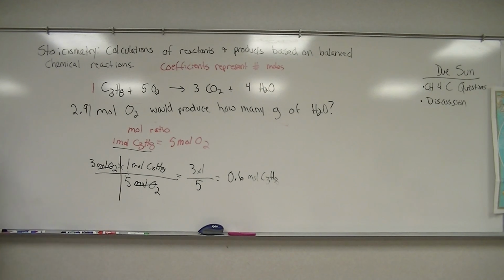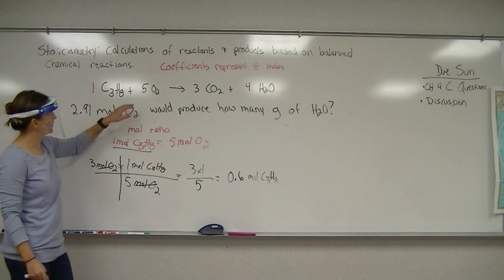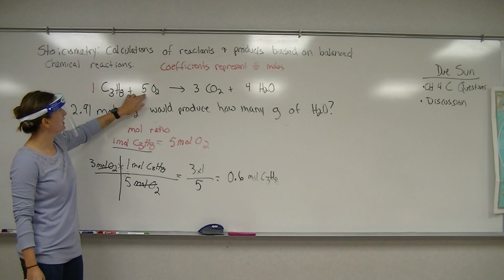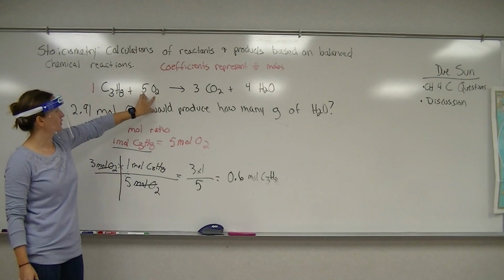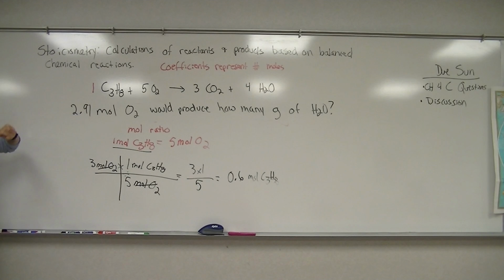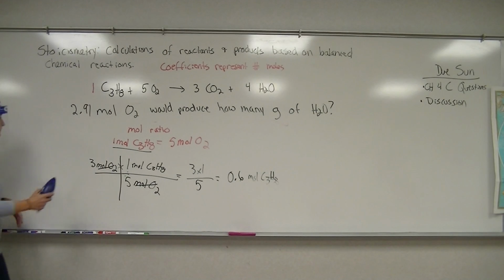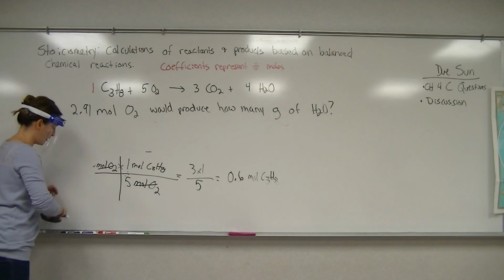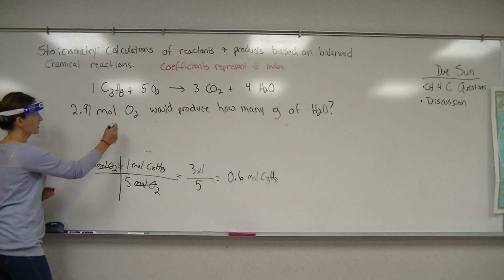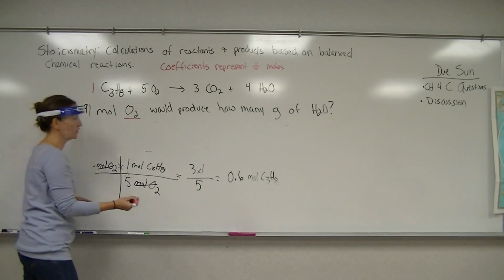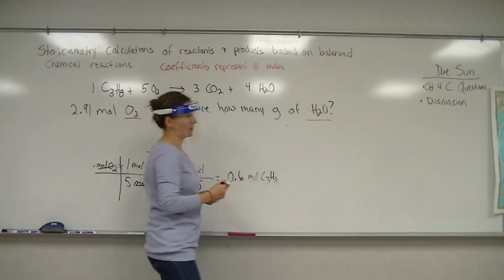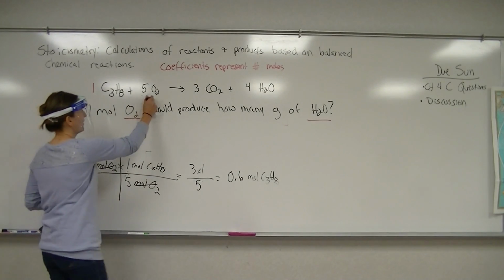So remember, the coefficients are representing the number of moles. And what this 5 in front of the O2 is saying is there are 5 moles of O2. But the question is asking, okay, what if you didn't have 5 moles? What if you had 2.91? Then how much water would you produce? So to figure this out, we need to come up with some conversion factors. And the 2 coefficients that we're going to focus on are the coefficient in front of O2 and the coefficient in front of H2O. So we're comparing these 2 this time.